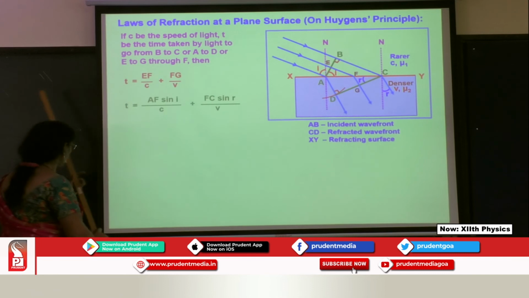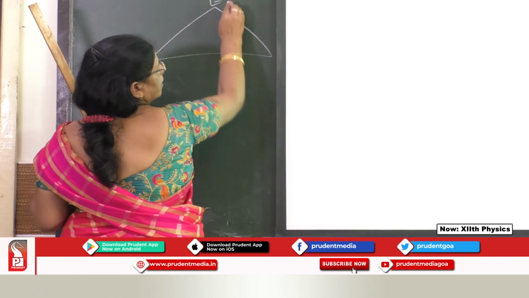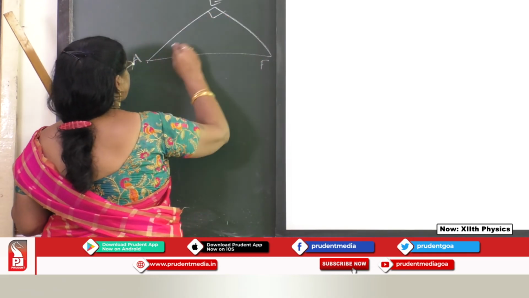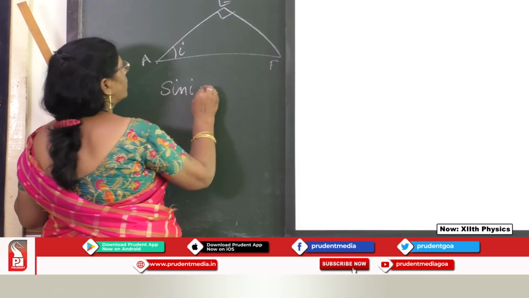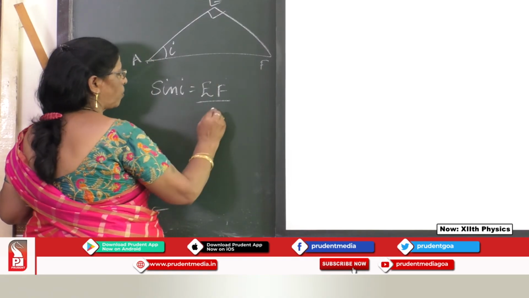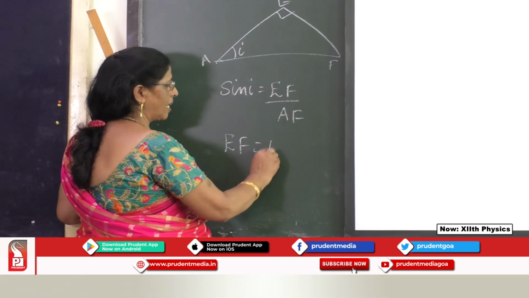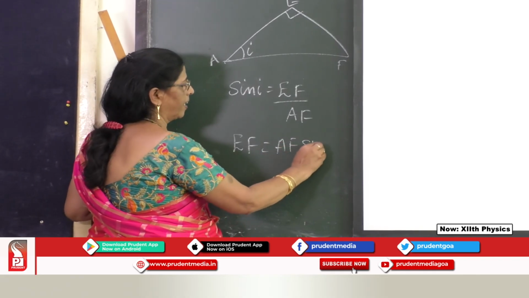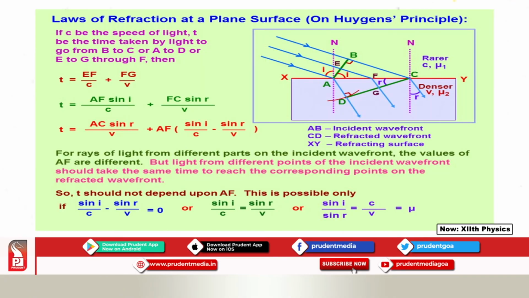Because when you consider over here, this is AEF, and this is 90, this is I. Sine I is equal to the opposite side, which is EF, upon the hypotenuse, which is AF. So EF is equal to AF sine I. This is what I have written over here. In place of EF, I have written AF sine I upon C.